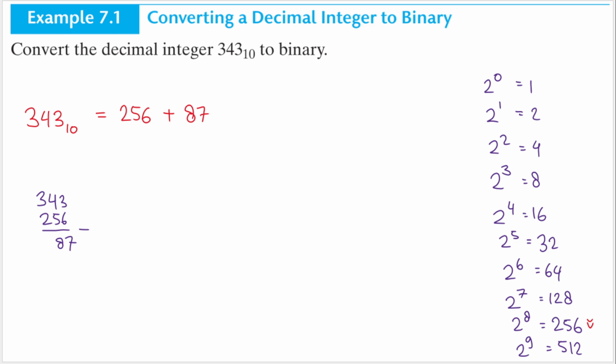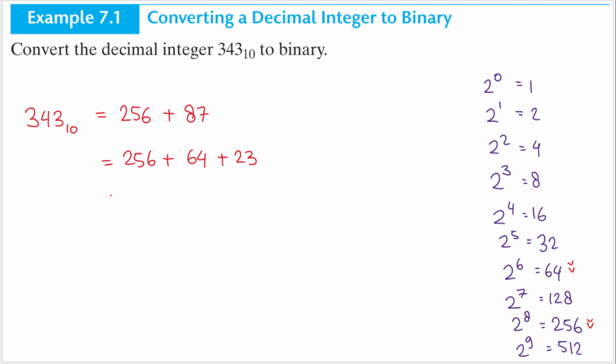Okay, however, we are not done yet. Now concentrate on 87 here. So let's write this as the closest power of 2 that is less than 87. 256 already exceeds 87, so we will have this one here, 64. But 87 is 64 plus 23, right?